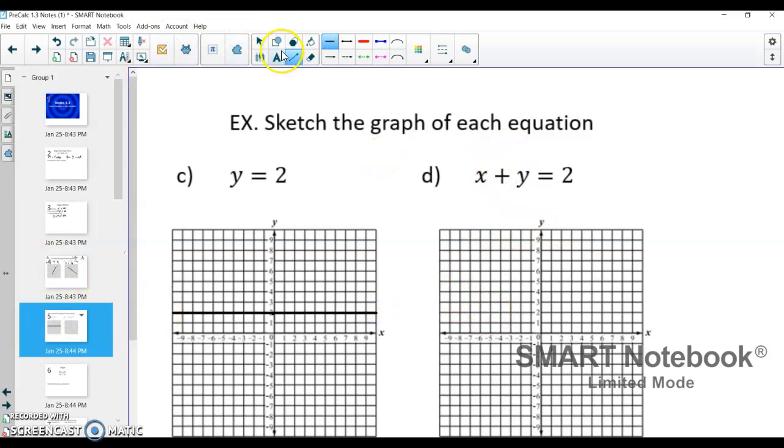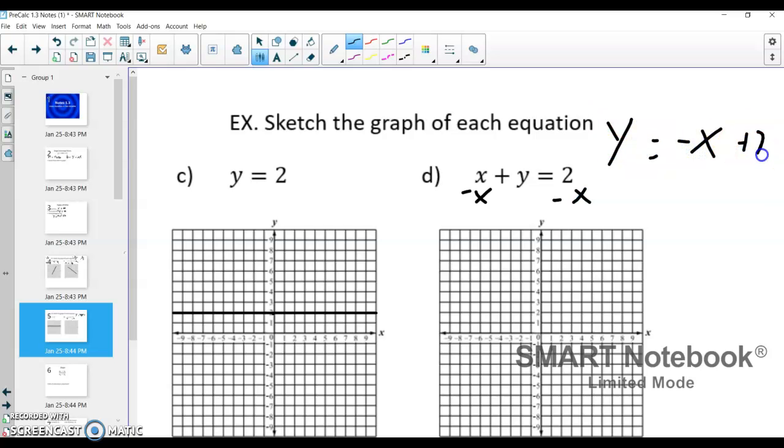Here we want to get it into slope-intercept form so we can read it a little bit better. So we got to move this x onto the other side, and we end up getting y equals negative x plus 2. That's a slope of negative 1 over 1. And so we start up here at 2, and then we can go down 1 to the right 1, down 1 to the right 1, or we could go up 1 to the left 1, up 1 to the left 1, and we have our line forming.